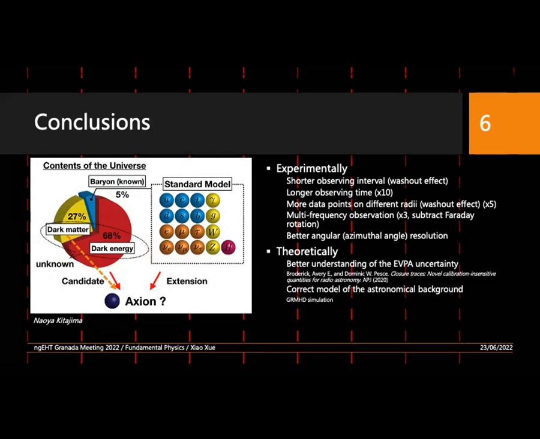However, even though we know it so well, there still exist some very significant problems, including the strong CP problem that I talked about in the first slide, and also the problem that quantum field theory is not compatible with general relativity. And both problems actually lead to axion and axion-like particles.